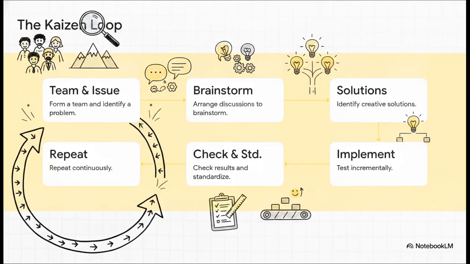So how do we fix it? We use the Kaizen loop. You start by forming a highly motivated team and identifying a problem. You arrange discussions to brainstorm, giving everyone on the floor a voice. You identify creative solutions, and then, and here is the real magic, you implement them incrementally.